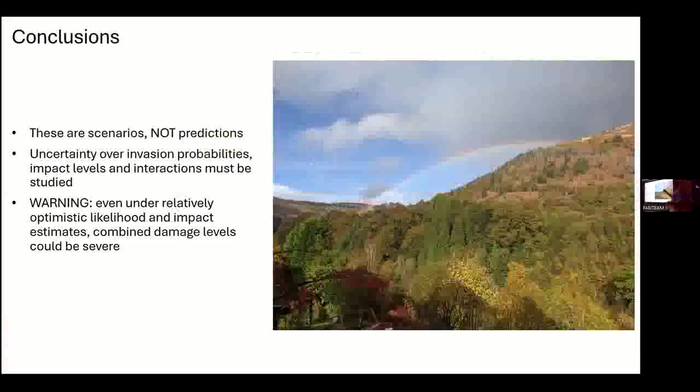Good. Right. So to conclude, this is a thought experiment. We're not really predicting things. What does it mean when more than one thing turns up? We've got a lot of uncertainties about what the invasion probabilities are. And I thought it would be easy to find impact levels: how much damage is done by these different diseases and pests? There's hardly anything in the literature. It's bizarre. So we need to know how much damage they're doing.